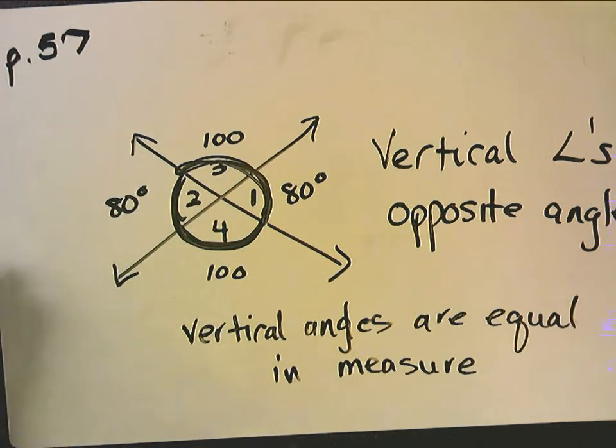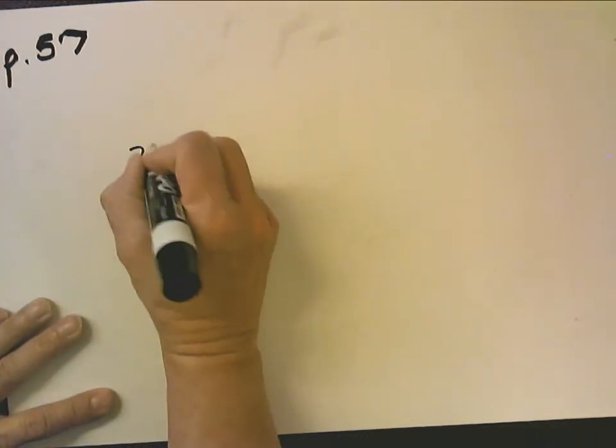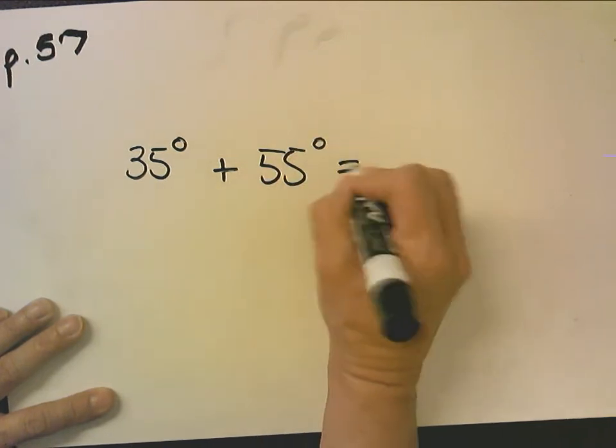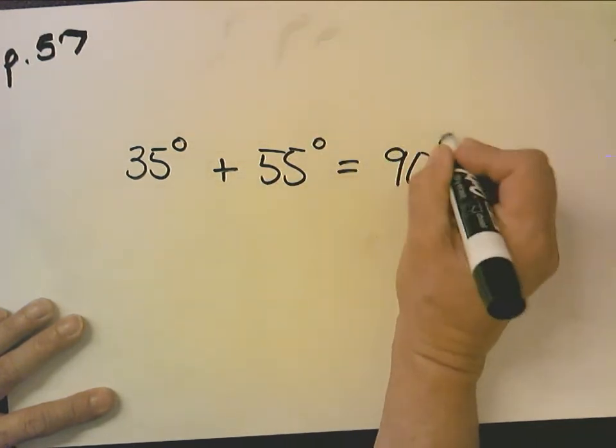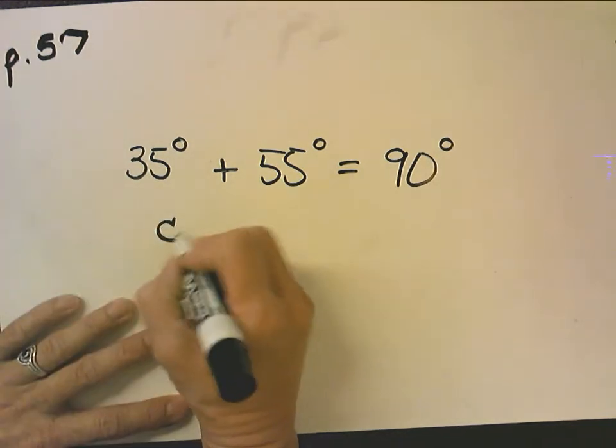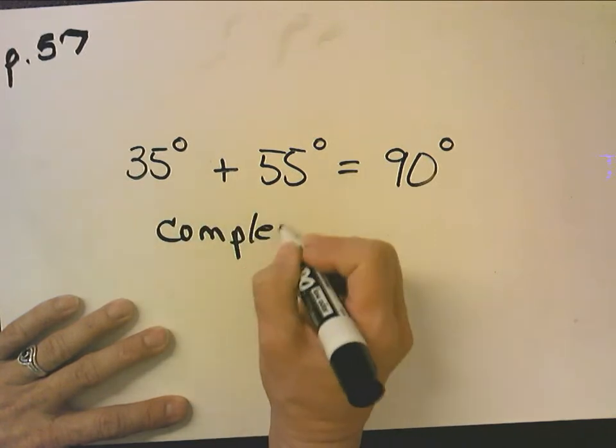Okay? Now, let's look at the bottom of page 57, and we're going to do example 1. Now, it says because the measure of Q plus the measure of R, well, the measure of Q is 35 degrees. The measure of R is 55 degrees. If you add them together, we get 90 degrees. So if two angles add up to 90 degrees, like Q and R, what do you call them? We call them complementary.